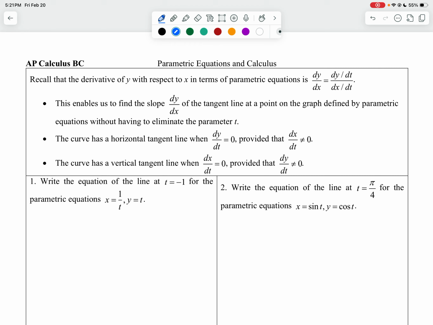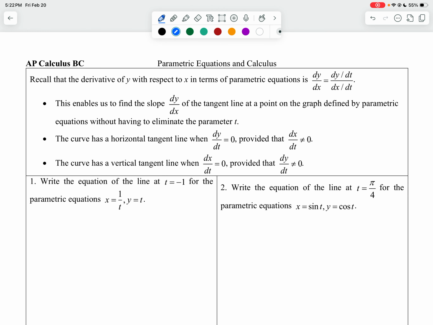Alrighty, in this video we are going to be talking about more on parametric derivatives. This time we're going to do applications on it with writing tangent line equations. Now we know that the derivative of y with respect to x is dy/dx, but with parametric equations that's going to be dy/dt over dx/dt.